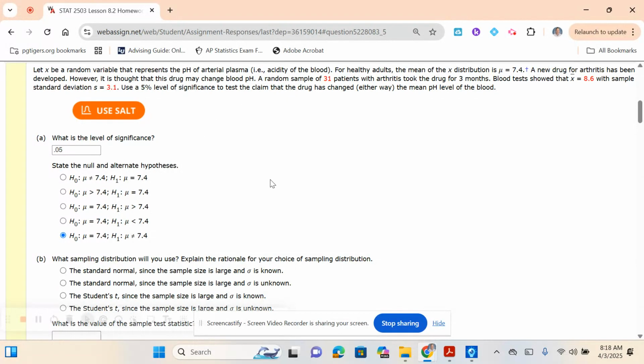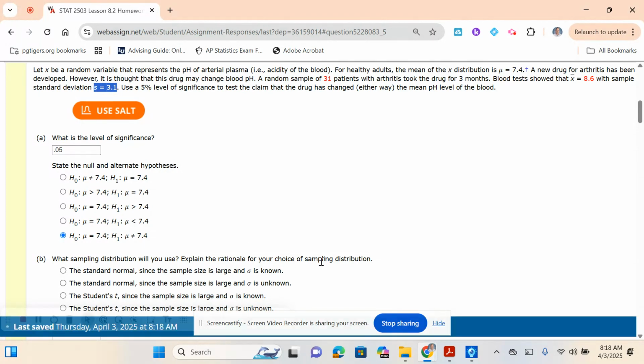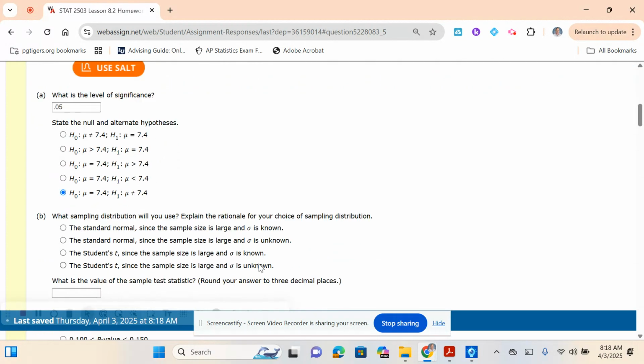What distribution will I use? Well, the question is, do I know the population standard deviation? Do I know sigma? No, I do not. I know S, the sample standard deviation. So when I know sigma, I use the standard normal, but when I don't know sigma, when I know S, I'm going to use the student's T. I use the student's T because sigma is unknown.